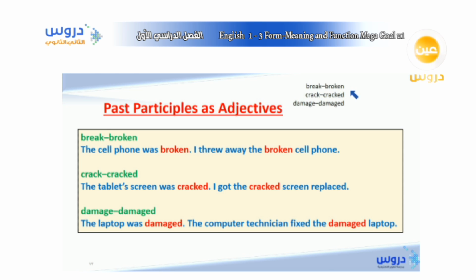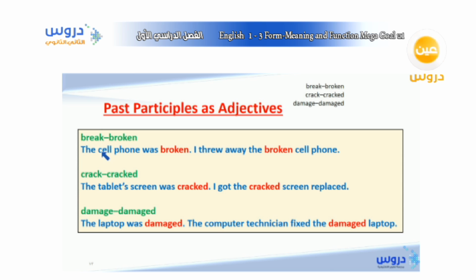The past participle as adjective. What's the past participle? For example, break, broke, broken, crack, cracked, cracked, damage, damaged, damaged. Each verb has 3 forms. Break is the first form, present form. Broke is the past form. Broken is the past participle. Each verb has 3 forms.